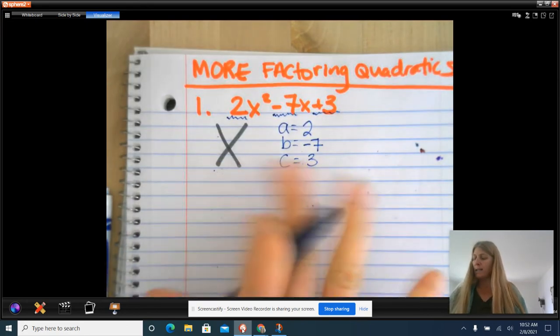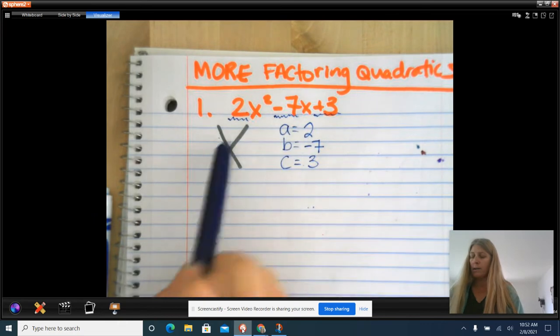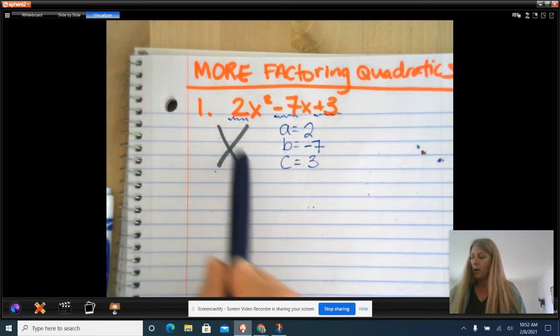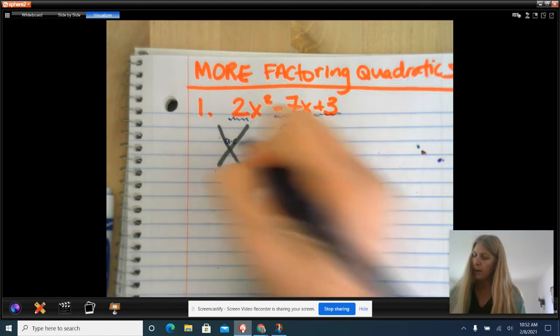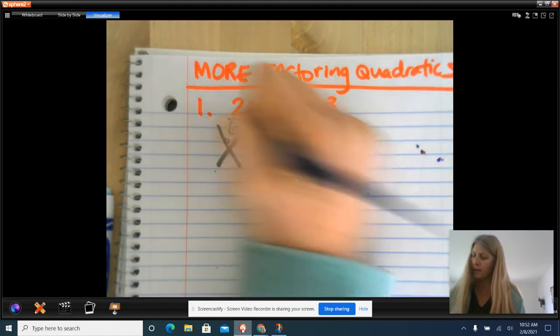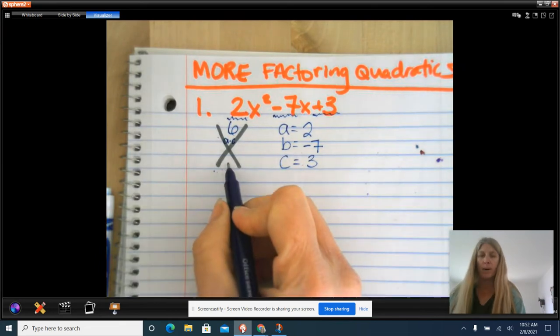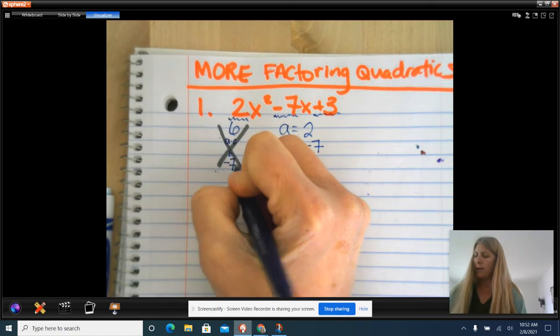Okay, now we're ready to take that information and put it into our diamond problem. Our top, which is always multiplication anyway, is a times c. 2 times 3 is 6. And b goes on the bottom. So we put our b term, negative 7, in the bottom.